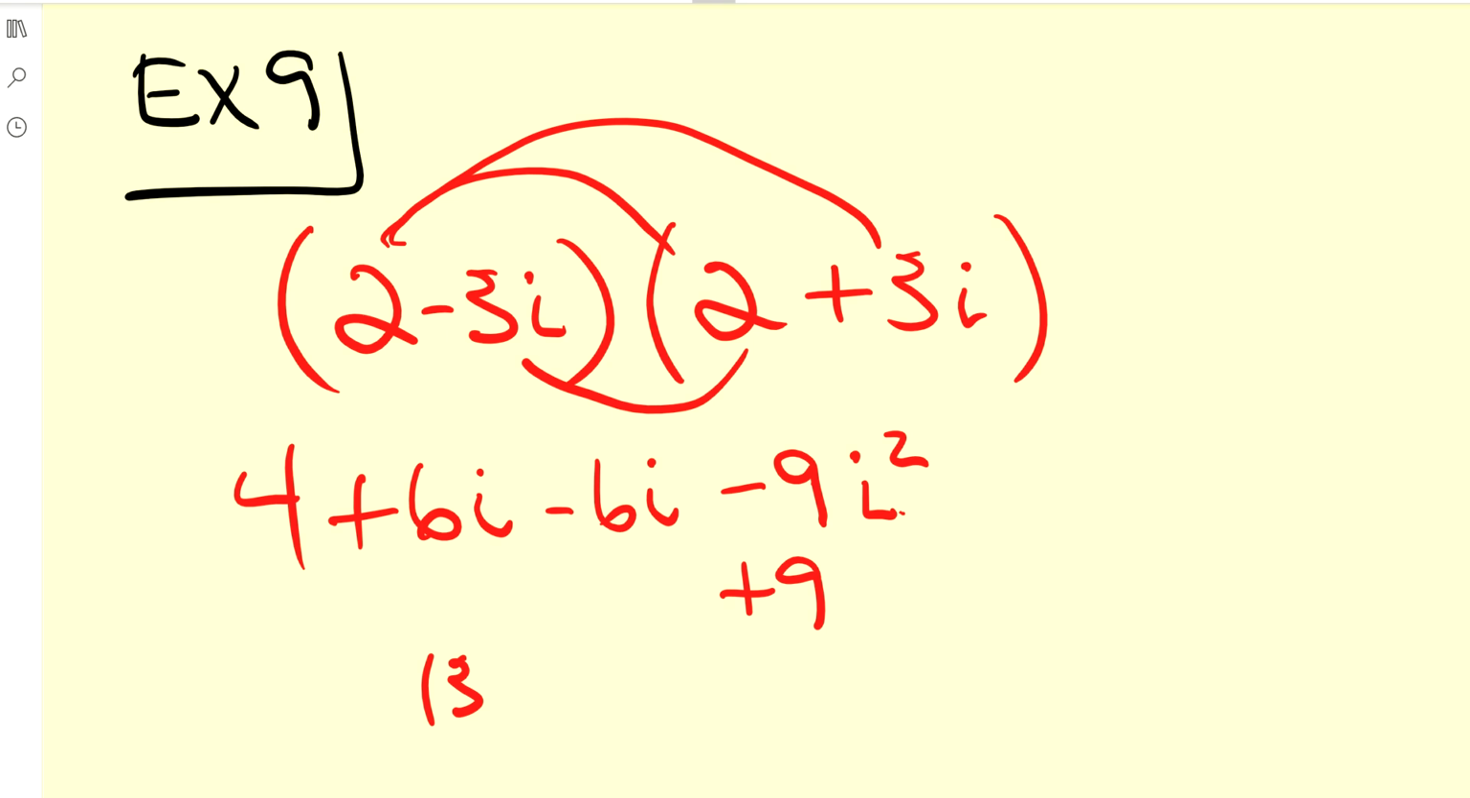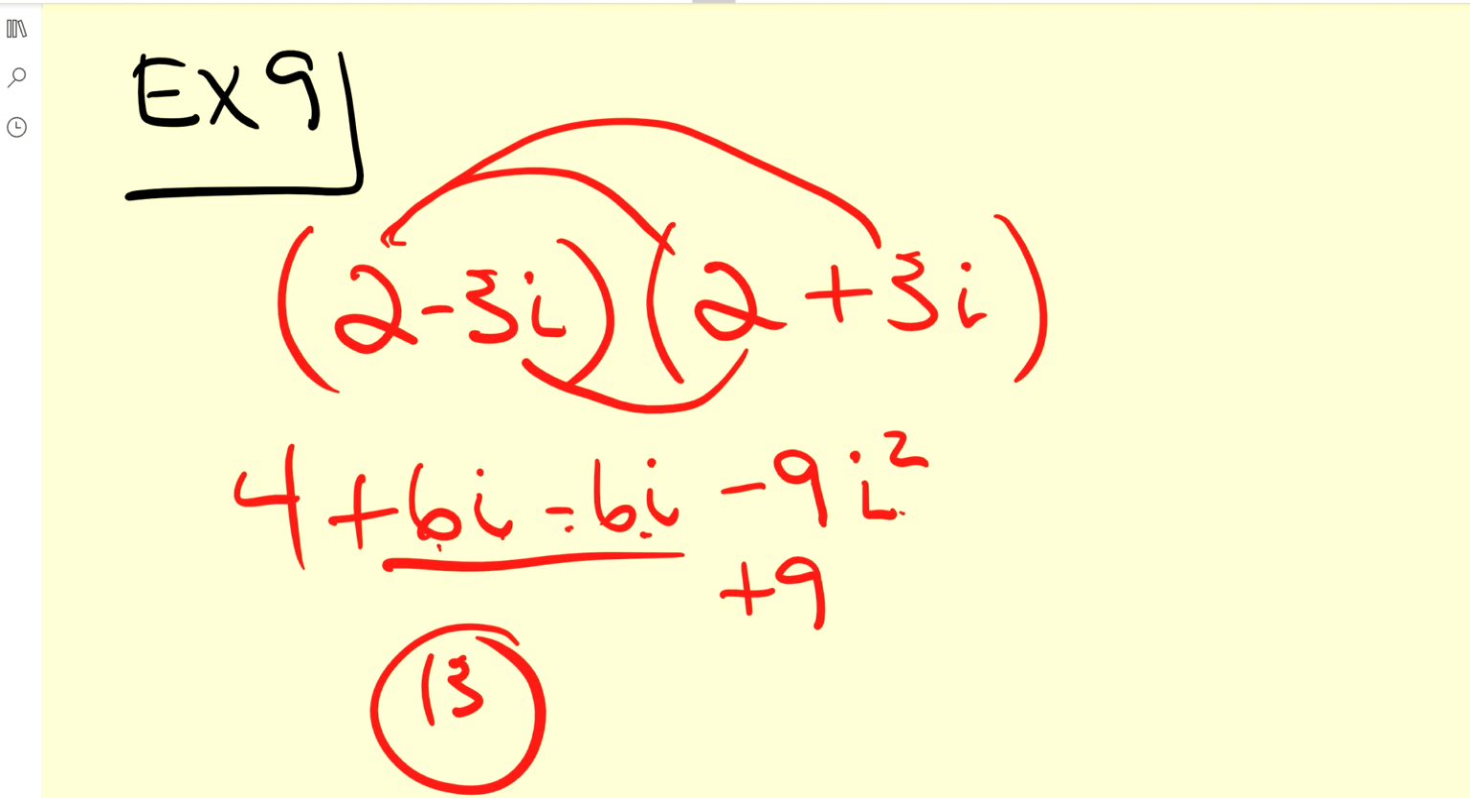And then the imaginary part, well, those canceled out. I've got 6i minus 6i. They subtract each other, so I'm just left with the answer of 13. When you have the sum and the difference of the same two terms, that is what happens. And if you don't catch it, it's not a big deal at all.